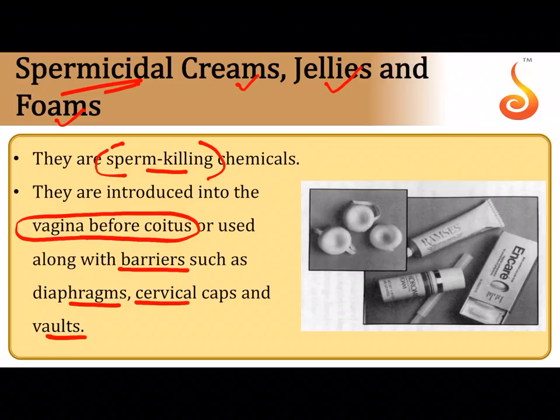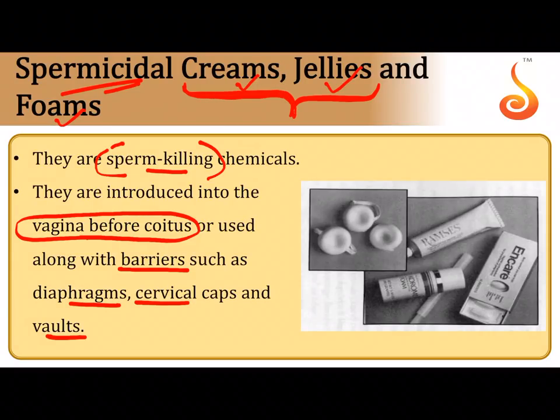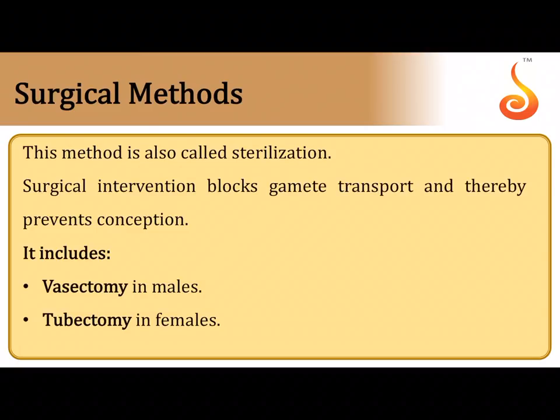So it improves the efficiency of the barrier methods, because not only is the barrier method blocking the entry of the sperm into the cervix, but it is also smeared with the cream and jelly, and as a result, when the sperm comes in contact with them, the sperm get killed. Such chemicals which are poisonous to the sperm are called spermicidal creams and jellies and foams, or simply a spermicide. Okay, so that completes the major types of family planning or birth control methods.